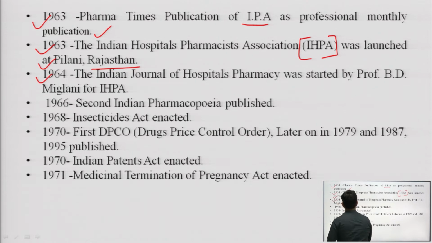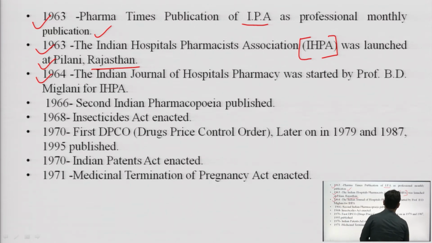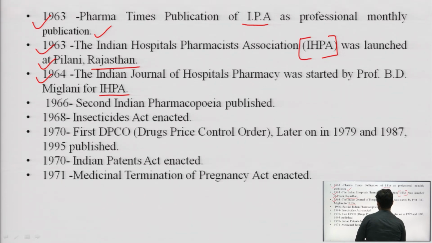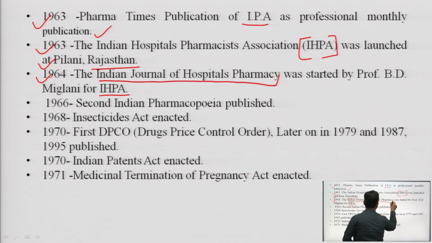In 1964, the Indian Journal of Hospital Pharmacy was started by Professor B.D. Miglani for IHPA. Soon after the formation of IHPA, they also planned to publish a journal, and the journal is the Indian Journal of Hospital Pharmacy. In 1966, the second Indian Pharmacopoeia was published. In 1968, the Insecticides Act was enacted.